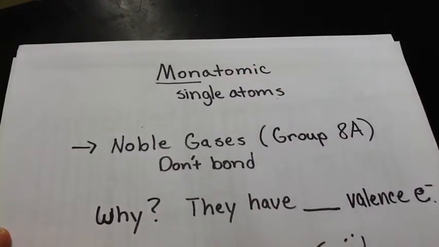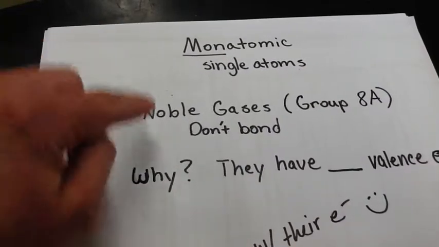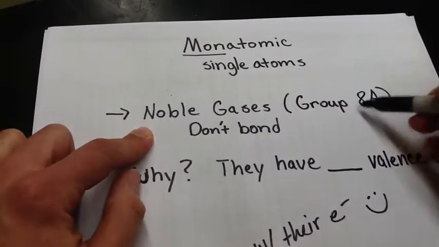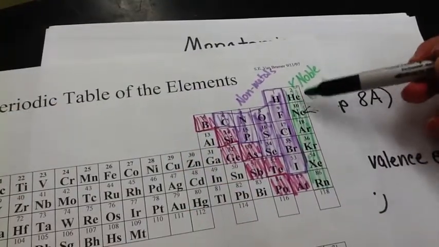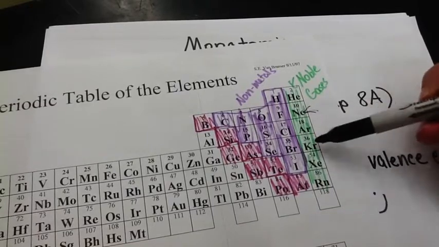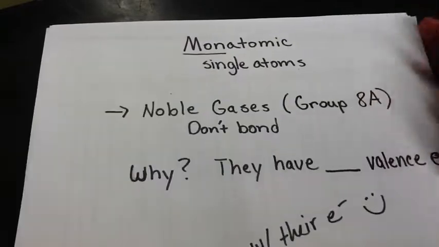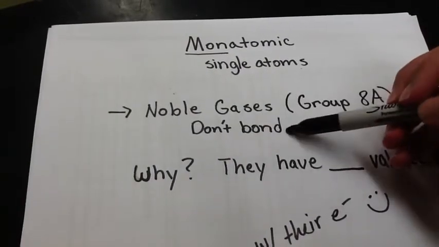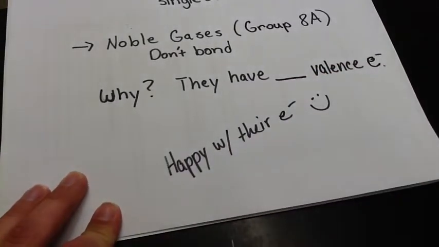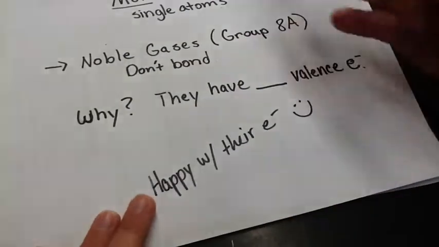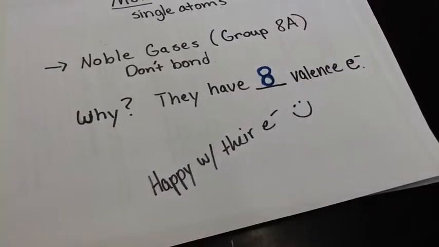There's atoms that like to be monatomic. They don't like to bond. And that is back to our nobility, our noble gases, group 8A. So look at our periodic table. This group over here, helium, neon, argon, krypton, xenon, and radon, all noble gases. And why they don't bond, they have, you guessed it, hopefully you did, 8 valence electrons.